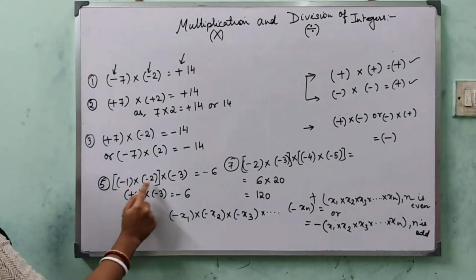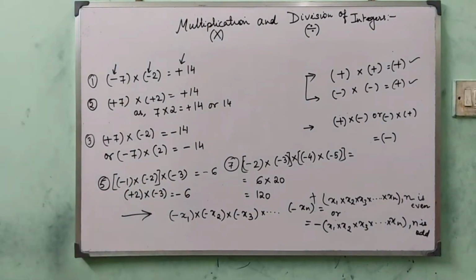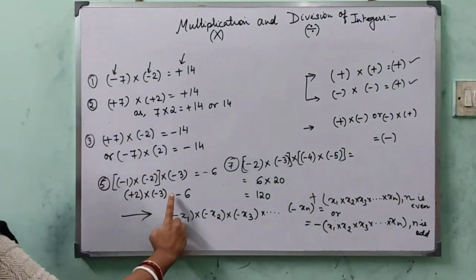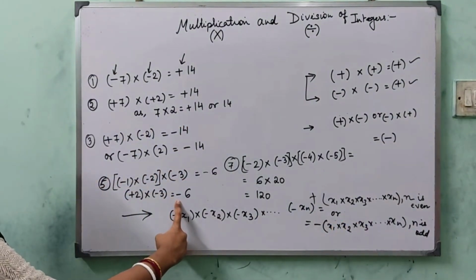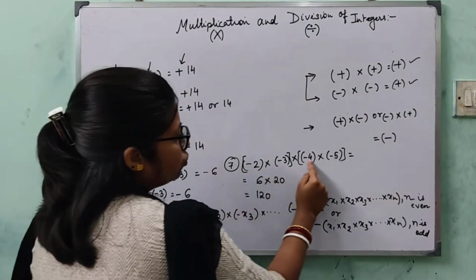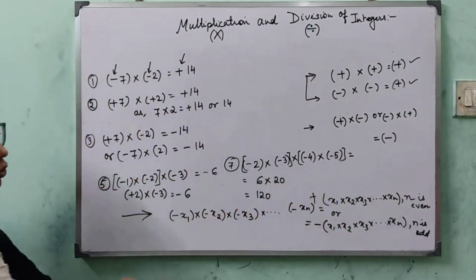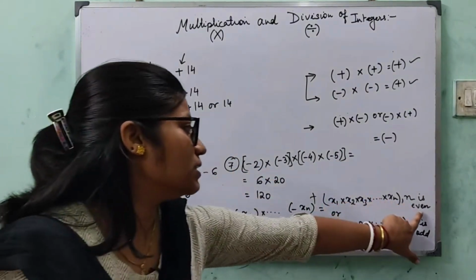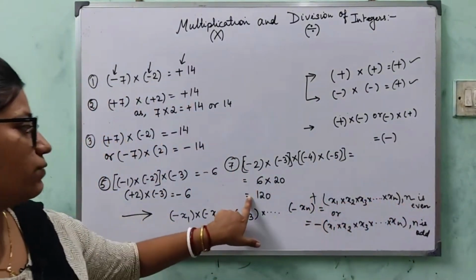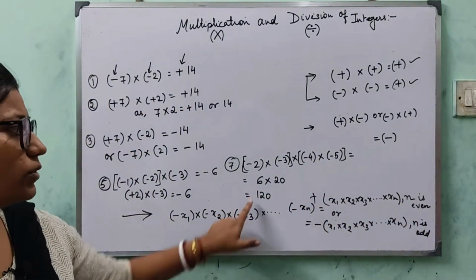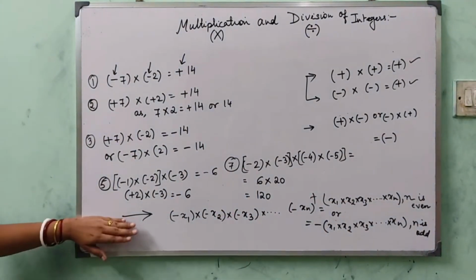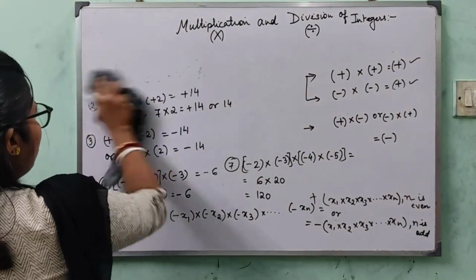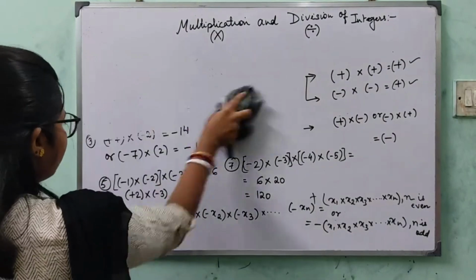Similarly here you see 1, 2, 3. There are 3 negative integers involved in the product, and 3 is an odd number. So yes, we got a minus sign in the product. Here 1, 2, 3, 4: 4 negative integers were involved, and 4 is even, so yes, we got a positive sign. I hope this concept is clear. Now using this, we will be doing a few more deductions from here.